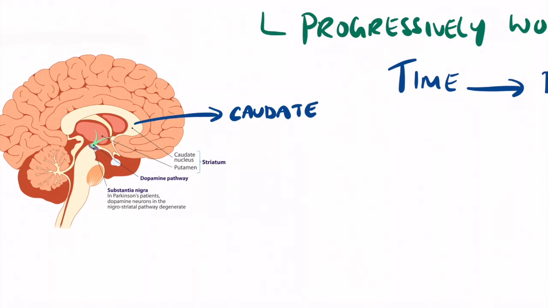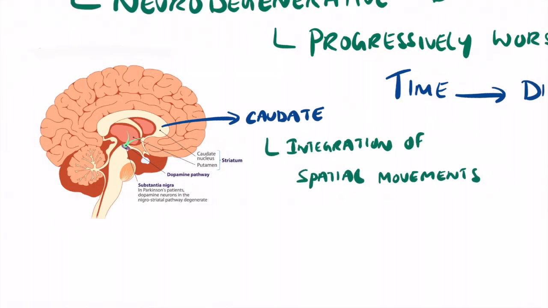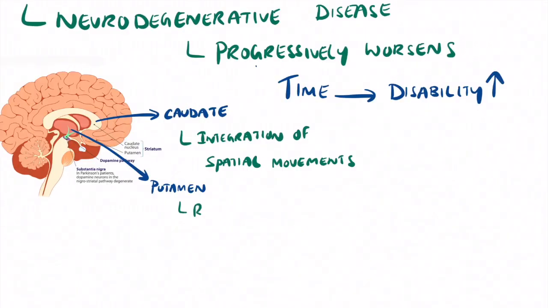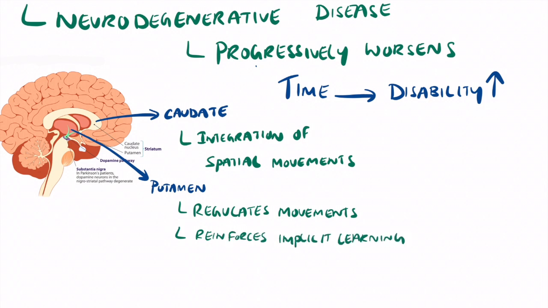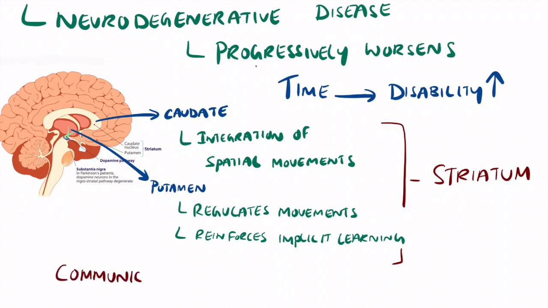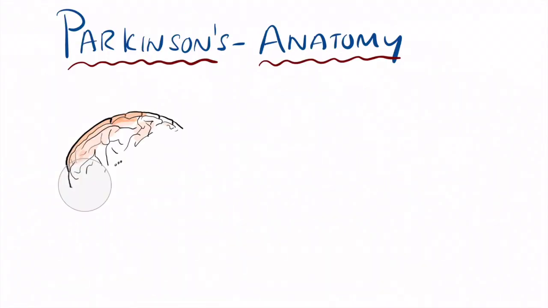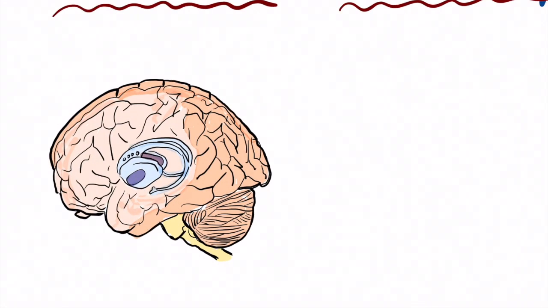So on screen you have the brain. You have the caudate, which controls the integration of spatial movement so you're aware of what's around you. Then you have the putamen. Collectively, these make up the striatum. The putamen regulates movements as well as reinforces implicit learning. So just to put it out there, this is known as the striatum, and this will become important when you learn about the dopaminergic pathway. Now let's dive in in a bit more detail.